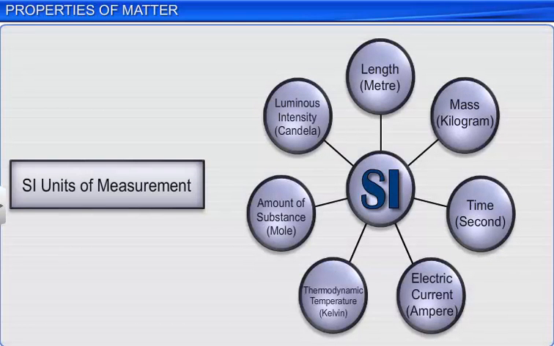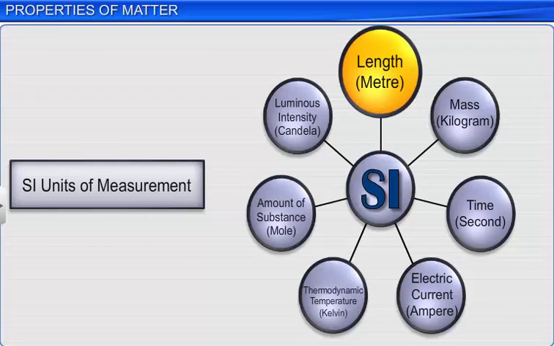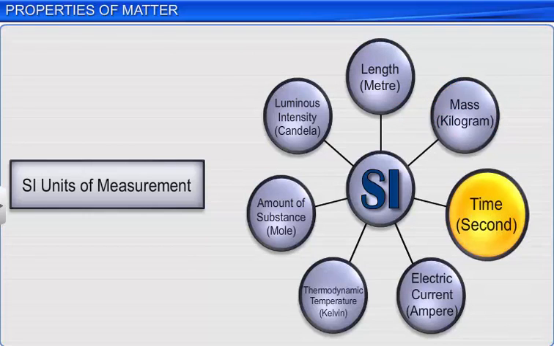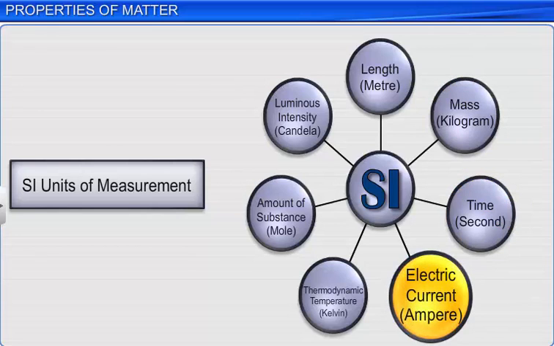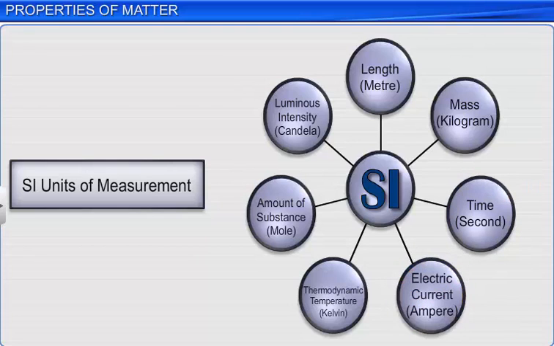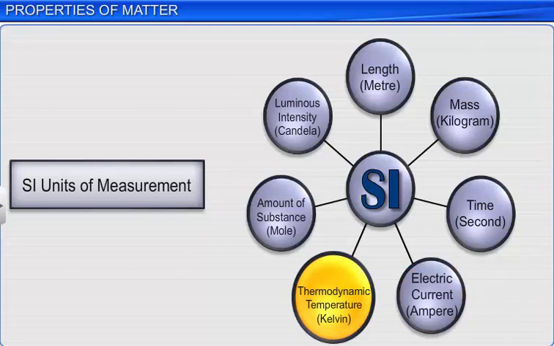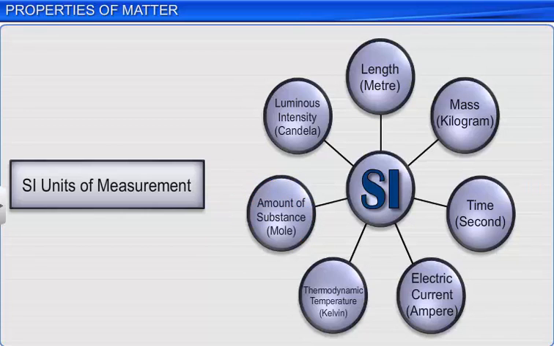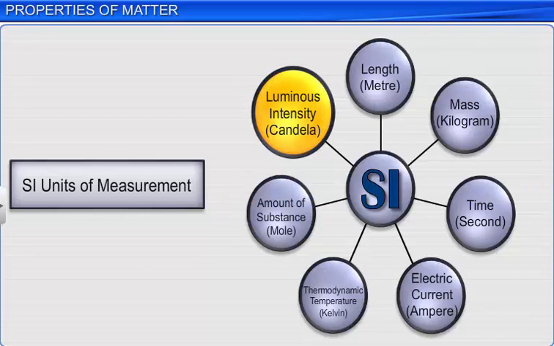The SI unit pertains to 7 fundamental scientific quantities. They are length, measured as meter, mass measured as kilogram, time measured as second, electric current measured as ampere, thermodynamic temperature measured as Kelvin, amount of substance measured as mole, and luminous intensity measured as candela.